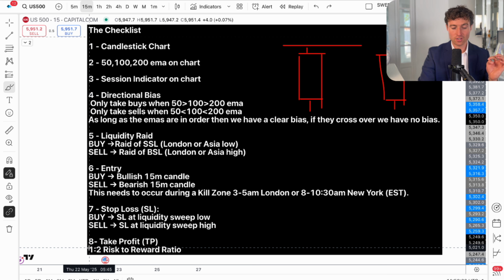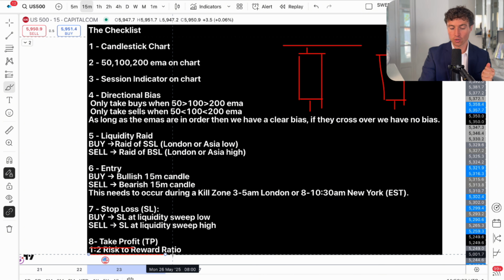And step 8 on the checklist is take profit. We are always targeting a mechanical 1 to 2 risk to reward. So every single trade will have a defined risk, and every single trade we're looking to take a 1 to 2 risk to reward out of the markets.